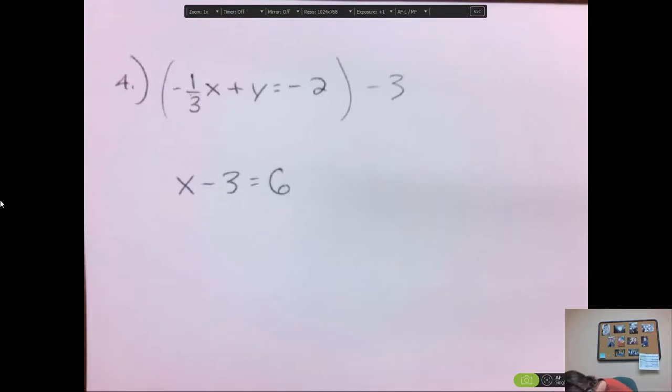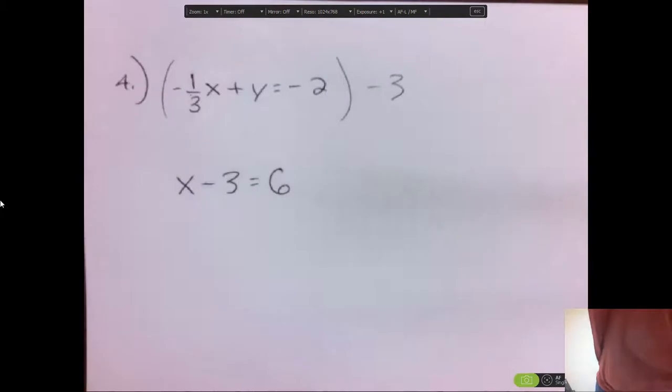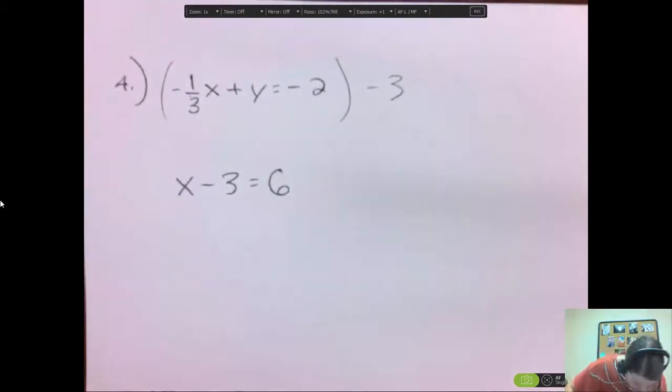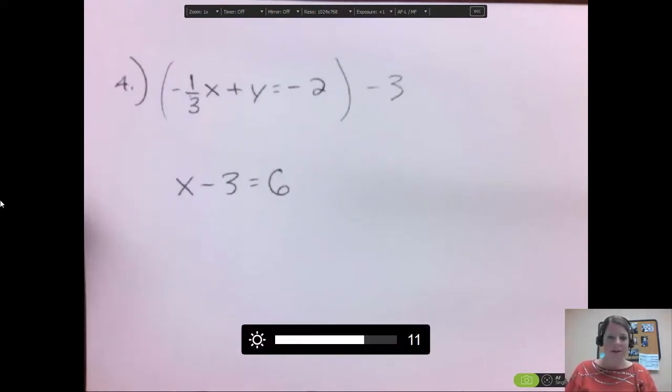So either way that you write the equation, whether it's slope-intercept or standard form, it doesn't matter. They're all just different ways to write that equation. Let me plug this in before it dies. Okay, so that one's a little bit harder one in standard form.